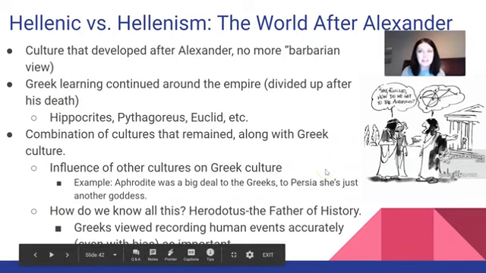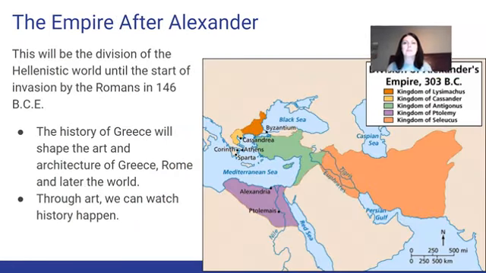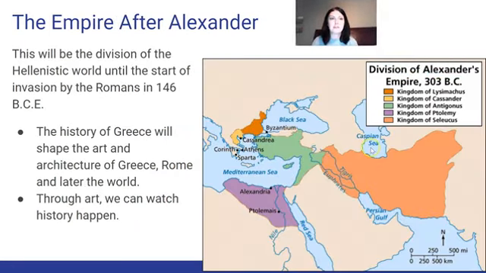And how do we know about all this? Because the Greeks were writing it down. They recorded history, one of the first people to do it, even if it was biased. They actually bashed the Egyptians for using slave labor, which the Greeks had slaves too, so whatever. So this is what's going to happen after Alexander the Great dies.